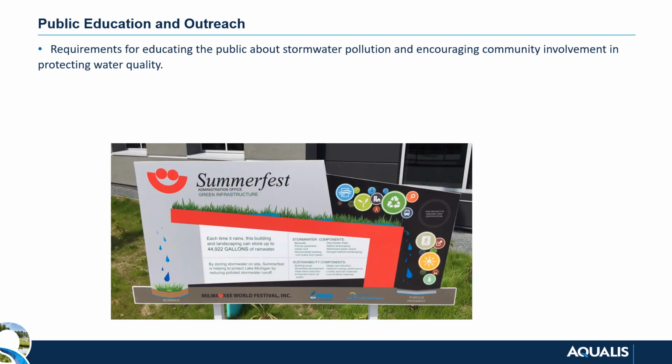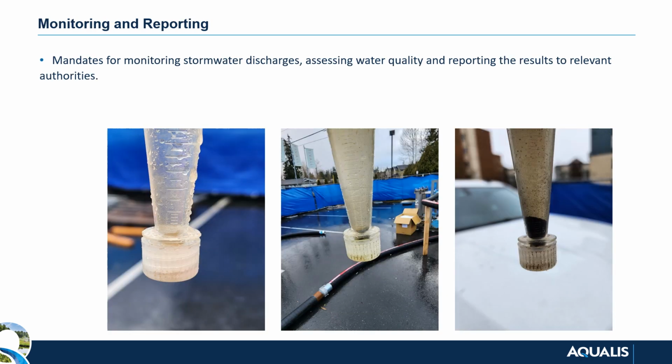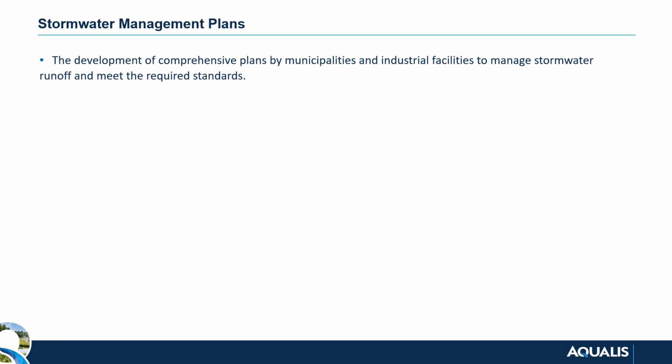Public education and outreach. Requirements for educating the public about stormwater pollution and encouraging community involvement in protecting water quality. Monitoring and reporting. Mandates for monitoring stormwater discharges, assessing water quality, and reporting the results to relevant authorities. Stormwater management plans. The development of comprehensive plans by municipalities and industrial facilities to manage stormwater runoff and meet the required standards.